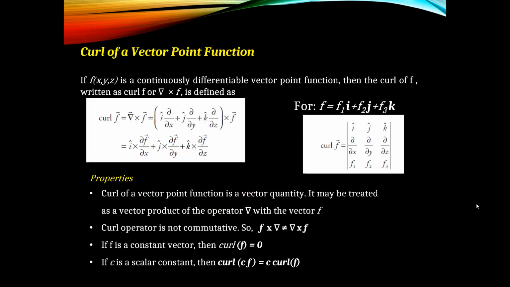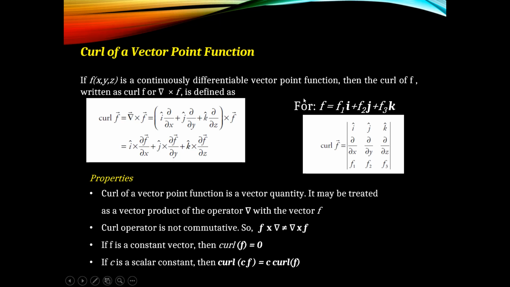Okay, now mathematically, let's see how to represent it. We again consider a vector function f of x, y, z, again in 3 dimensions. Then the curl of the function is given as del cross f. So del, as we know, is i dou by dou x plus j dou by dou y plus k dou by dou z, then cross f, the function f. So it can be written as i cross dou f by dou x plus j cross dou f by dou y plus k cross dou f by dou z.